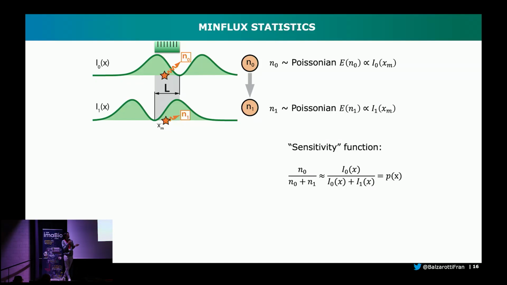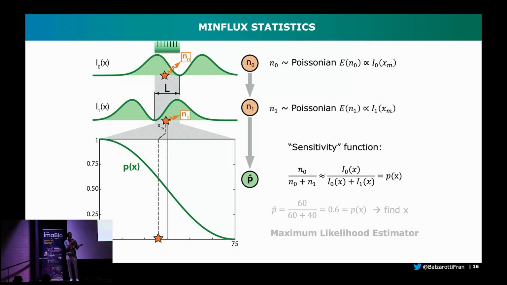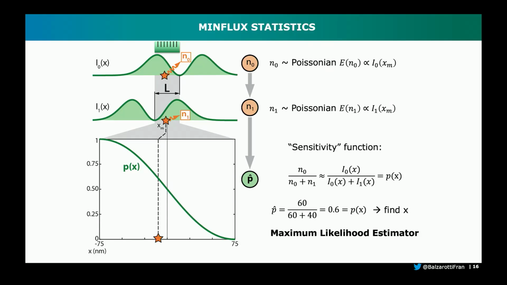You can do this twice, and it's interesting to look at this ratio, this fraction of photons, so how many photons you got in the first versus the total, and this is going to be proportional to the ratio or fraction of intensities. So if you happen to measure 60 and 40 photons, you have a ratio of 0.6. You can come to this equation and find x, the position. If you do this, you're doing maximum likelihood estimation.